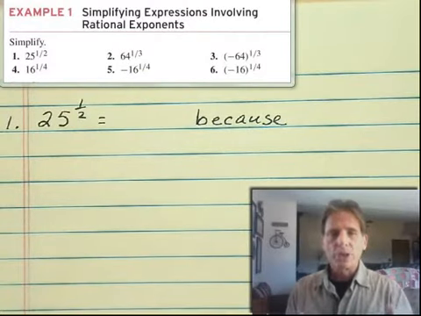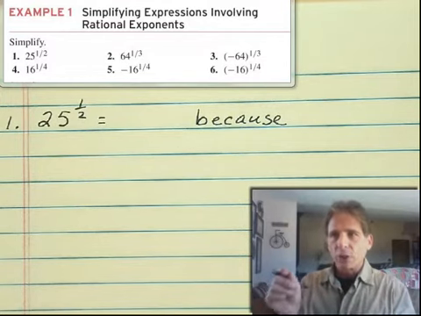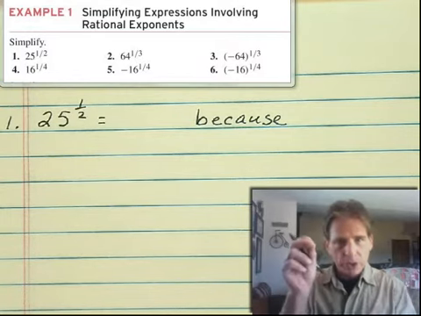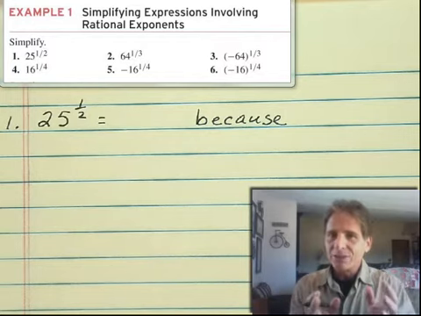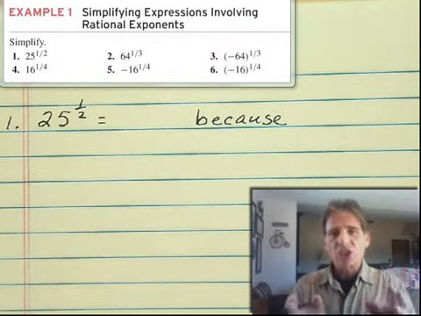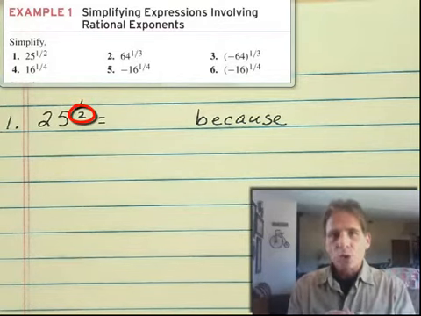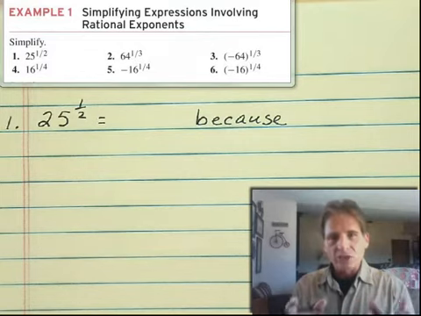So let's do example 1. You can see that there are 6 parts to example 1. And our real question, you'll notice that we have 25 to the 1/2, 64 to the 1/3. Everything is a fraction where it's 1 over something. So we're really interested in what does it mean to have a fractional exponent. That part on the bottom, what is the meaning of it? Before I explain the why, I just want to work a few problems and then I'll develop it.